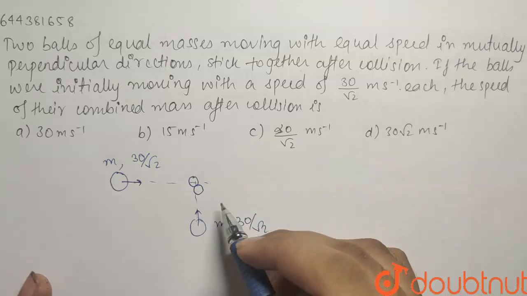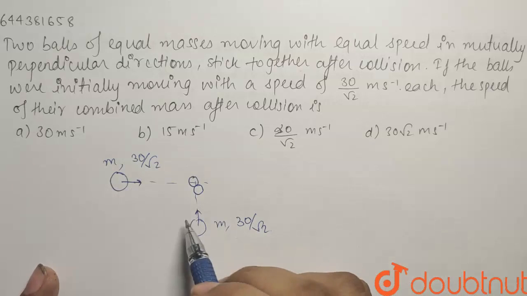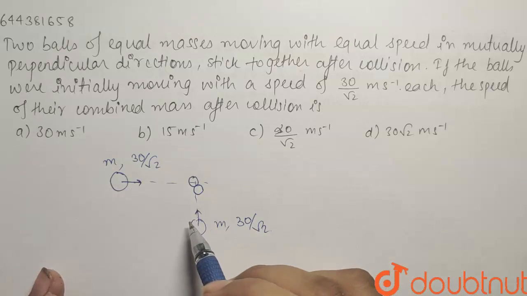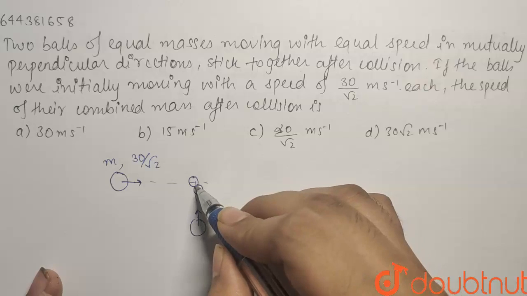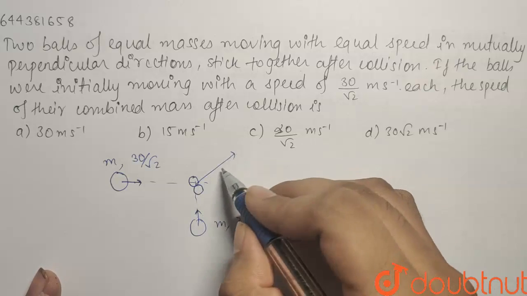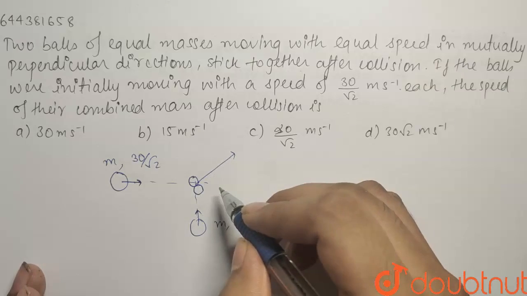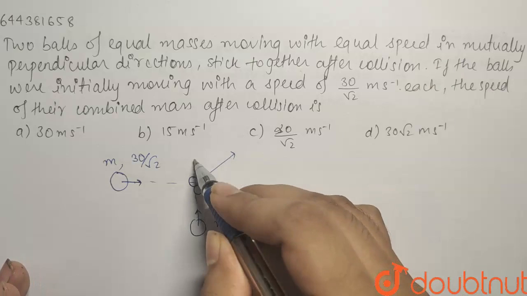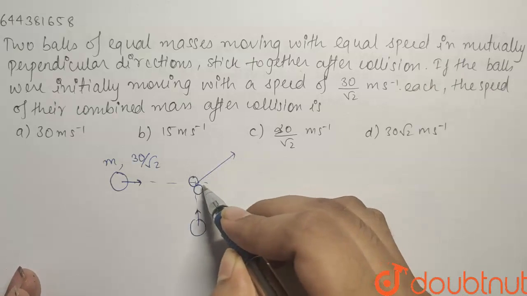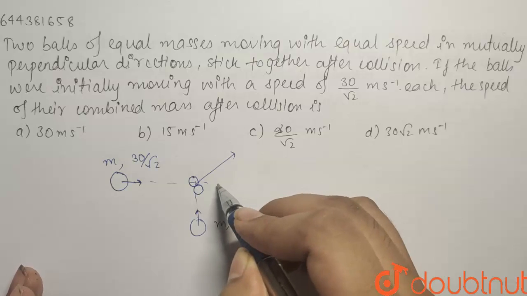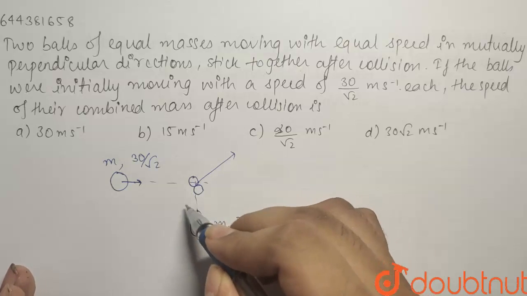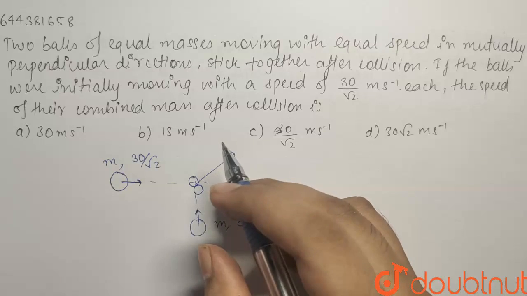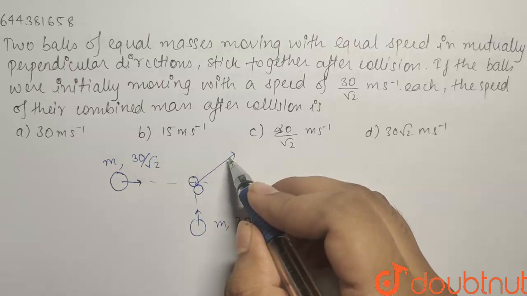As the mass and the momentum of both the particles are the same, the final particle is going to move along the bisector. It is obvious because the amount of impulse in the upwards direction will be the same as the amount of impulse in the right direction. So the net particle, that is of mass 2m, will start moving along the bisector.